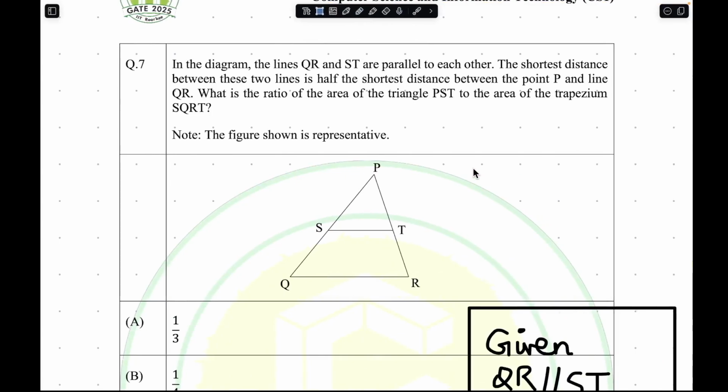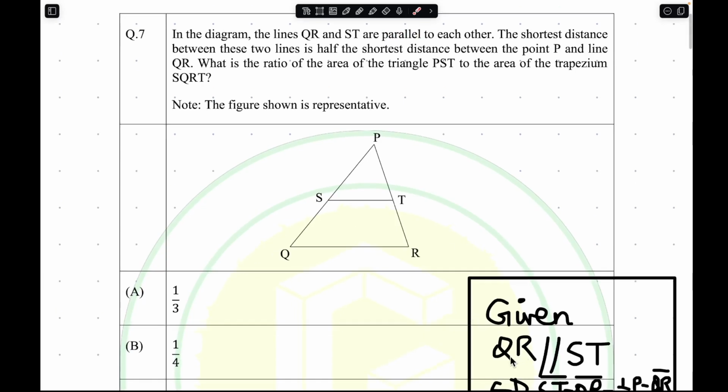The question states that in the diagram, the lines QR and ST are parallel to each other, right? This part I've written here in the given section. As I've written this part, let's cut this line because that part has been analyzed by us. That part of the question is done. Now let's go to the second sentence.